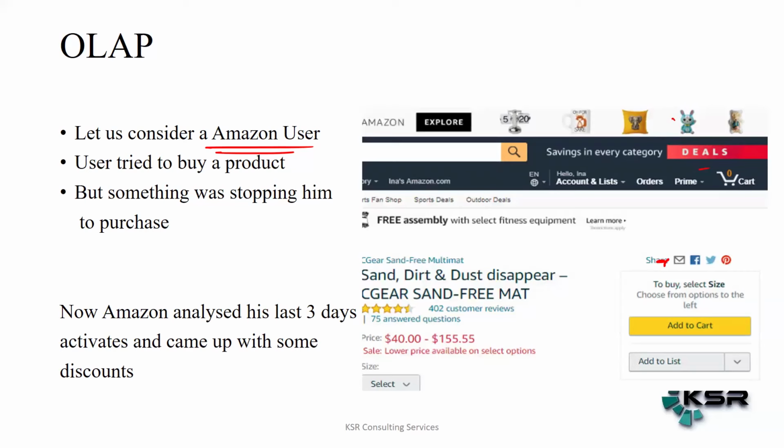Is he looking for different colors? What is he looking for? Is he looking for a discount? Is he looking for EMI? Let me analyze his complete details. For 3 to 4 days, they'll completely scan your details. And then on the 4th day, they will give you an offer. That offer may not be there for a new person who's logging in for the first time to buy the phone. Right? So 3 to 4 days, they analyze your activities and come with discounts. That's how Amazon works.